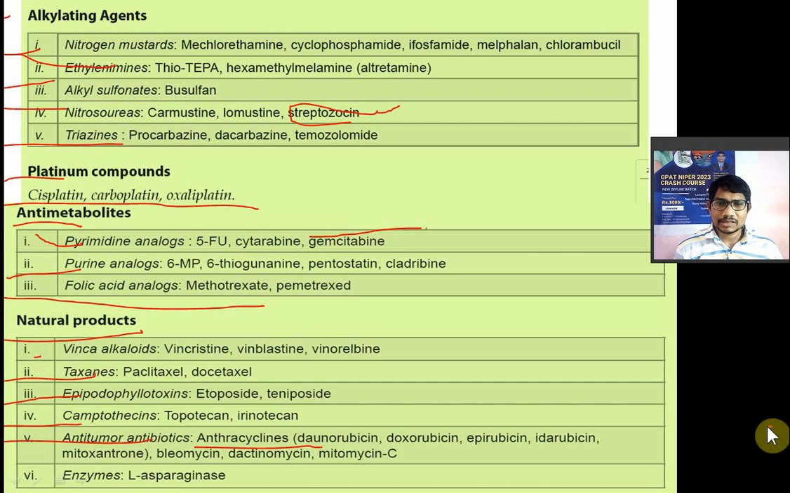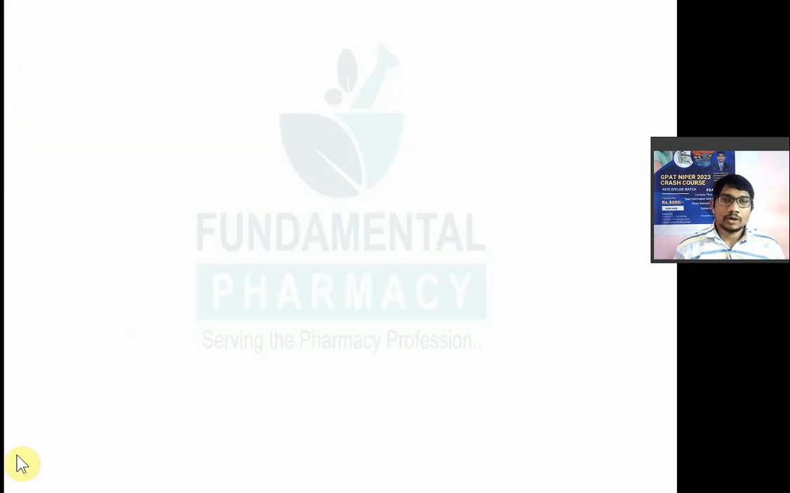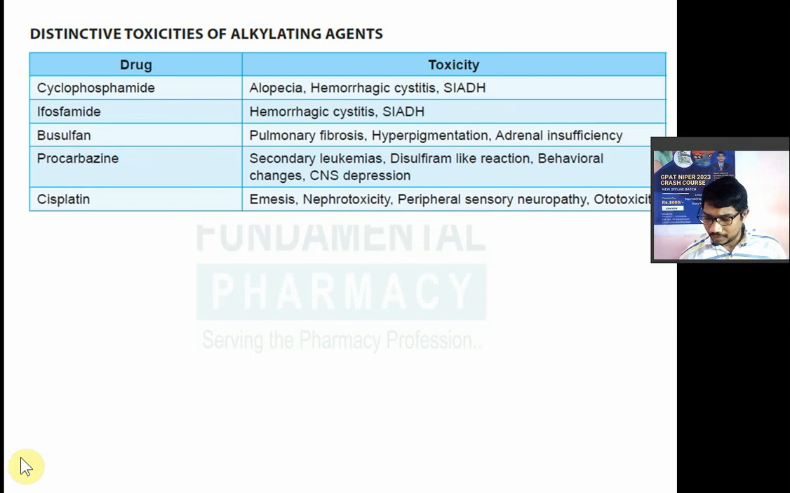Now anti-cancer antibiotics, they are having cardiotoxicity. ये सबको क्या है? Cardiotoxicity है. In addition to other common adverse effects of anti-cancer drugs. बाकी जो common adverse effect, in addition to that, उनके साथ में cardiotoxicity भी है. Daunorubicin, doxorubicin. Okay. Bleomycin, dactinomycin, mitomycin C. Enzymes, that is L-asparaginase.